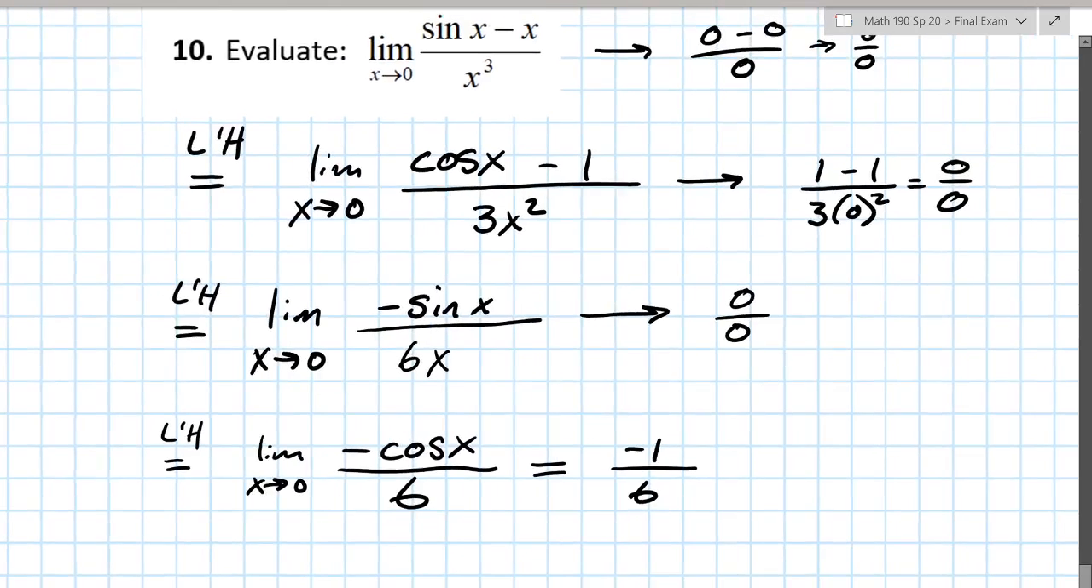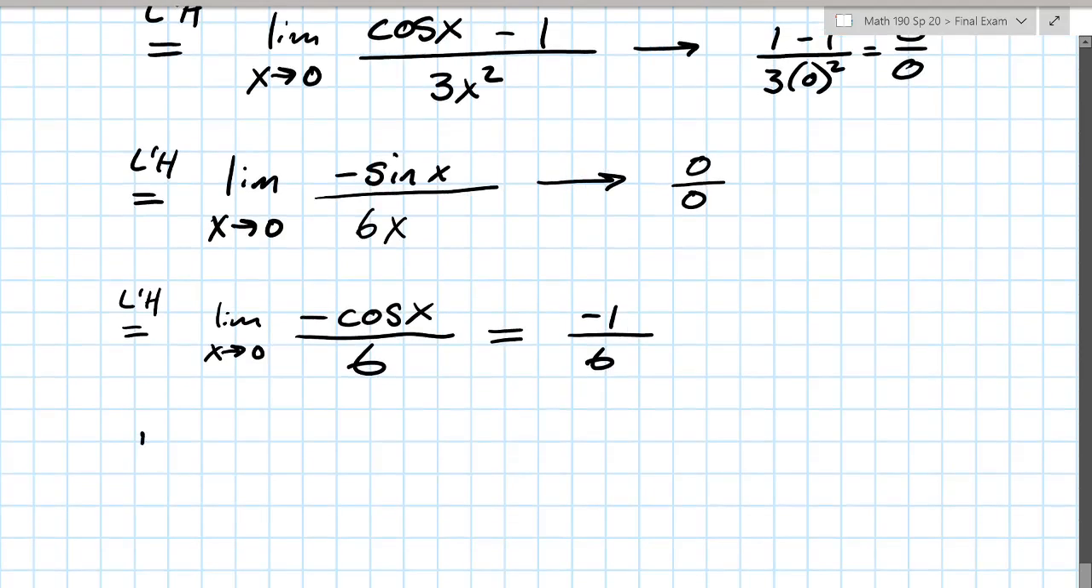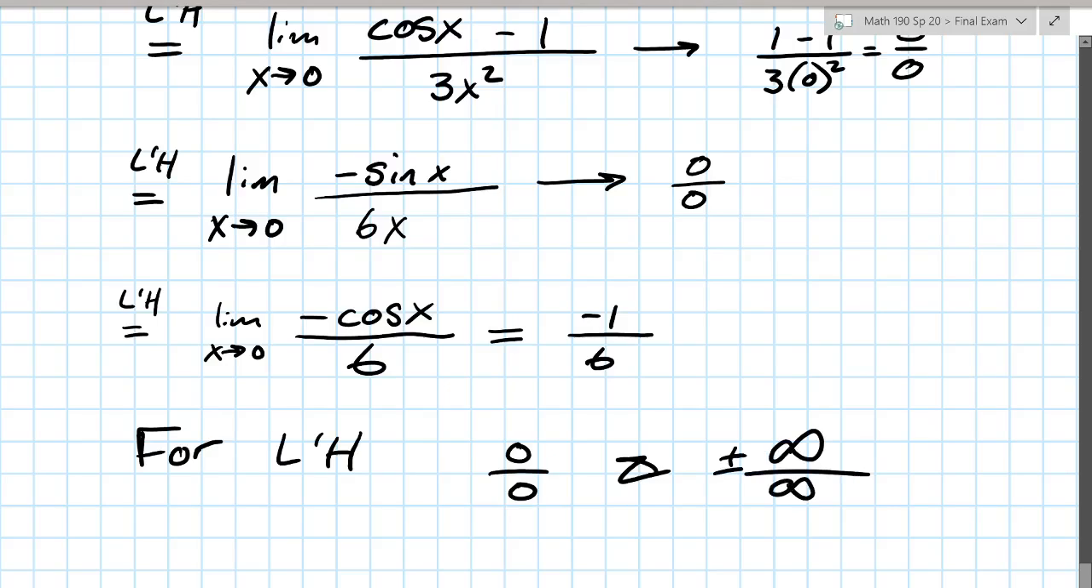It's very important when you're doing L'Hopital's rule problems that you have something that is applicable. The only things that are going to be applicable for L'Hopital's rule are 0 over 0 and infinity over infinity. Now, it can be plus or minus infinities, that doesn't matter. But these are the only two limit forms that work for L'Hopital's rule.